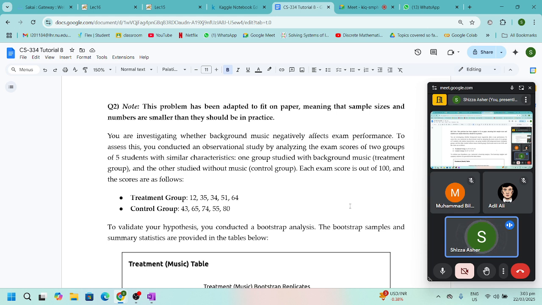Can someone state the null hypothesis? Alright, so guys, the null hypothesis will represent no effect. In simple words, the null hypothesis is that the background music has no impact on exam performance. And the alternative hypothesis is that background music does have a negative effect on exam performance.